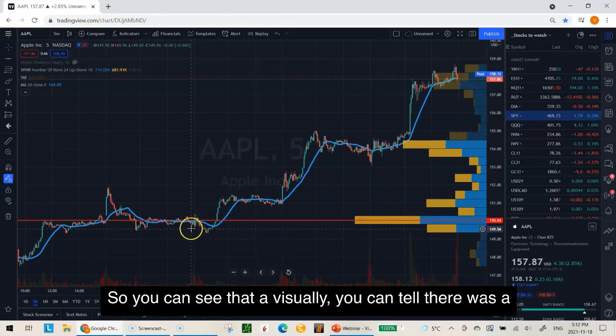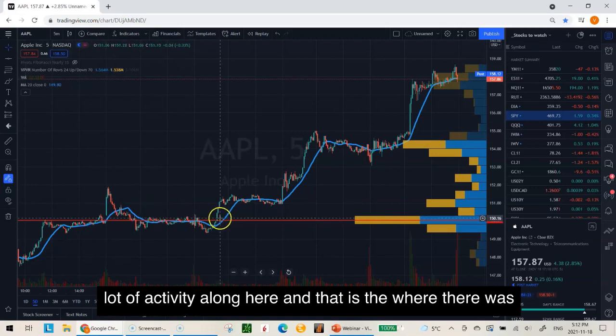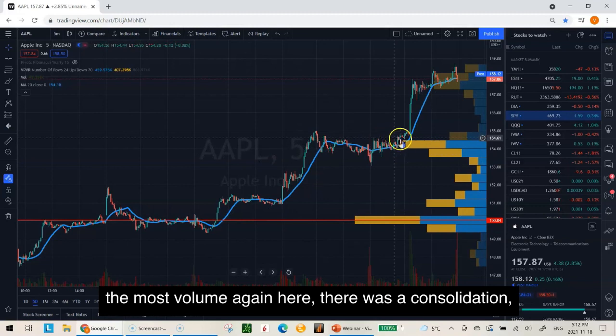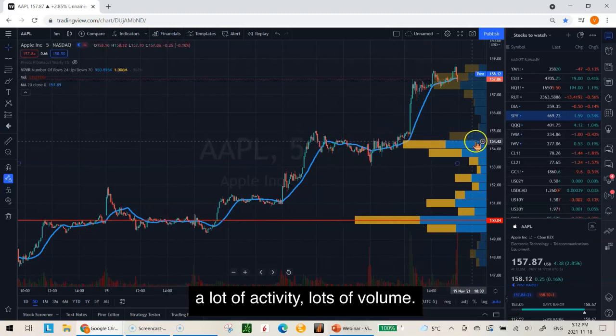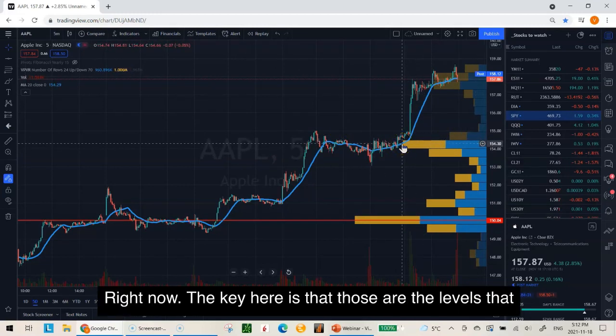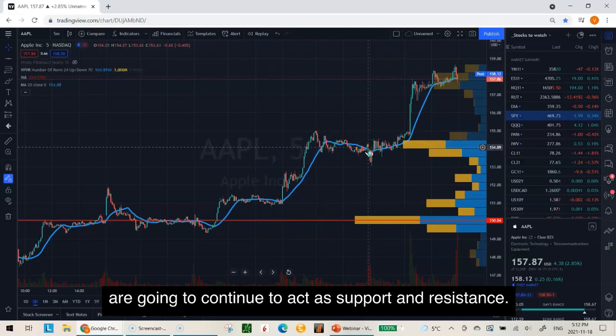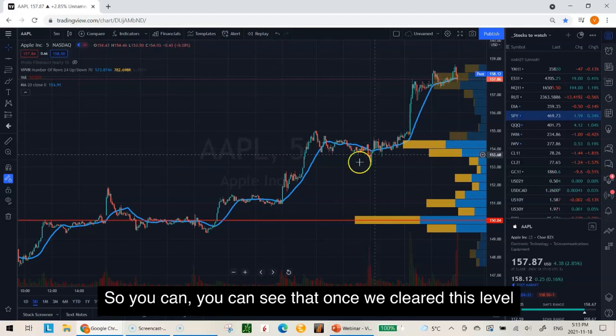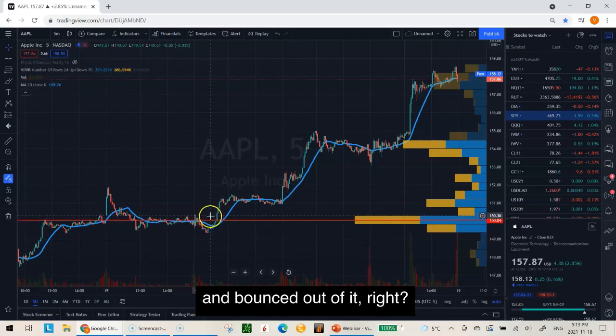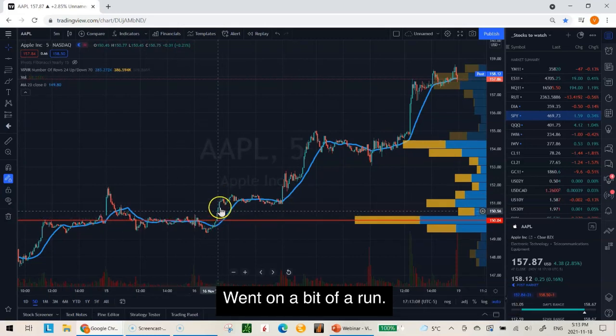So you can see visually there was a lot of activity along here, and that is where there was the most volume. Again, here there was a consolidation, a lot of activity, lots of volume, right? Now, the key here is that those are the levels that are going to continue to act as support and resistance. So you can see that once we cleared this level and bounced out of it, we went on a bit of a run.